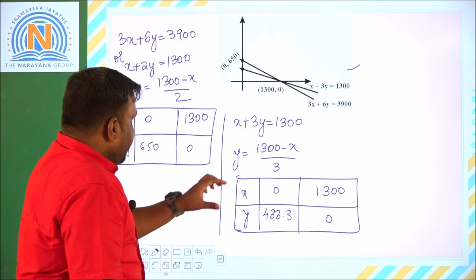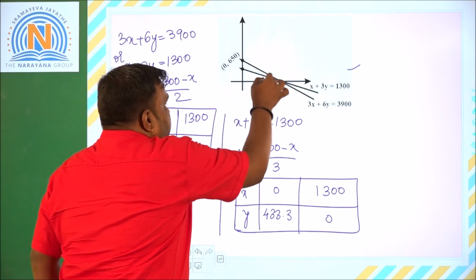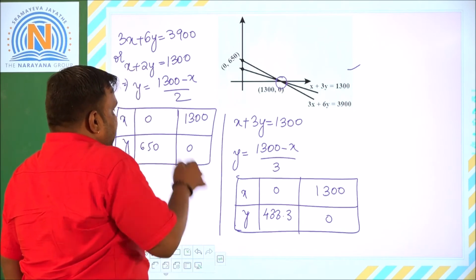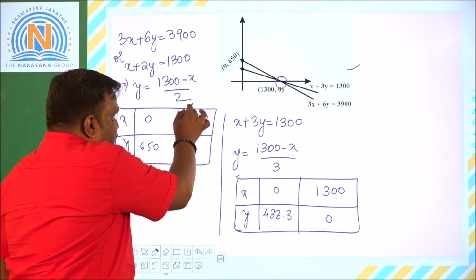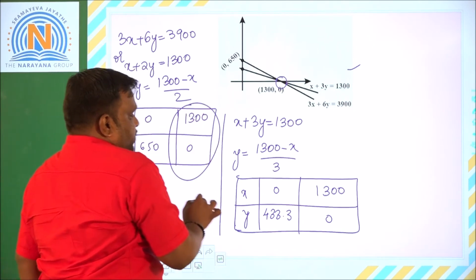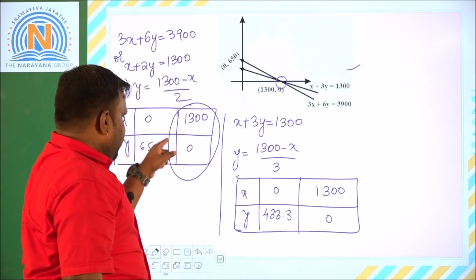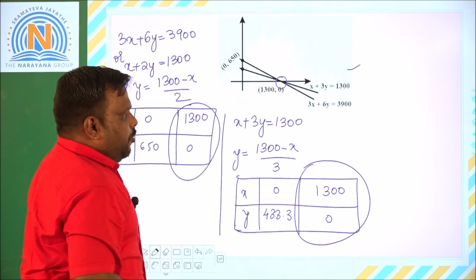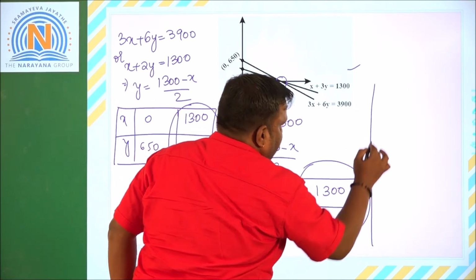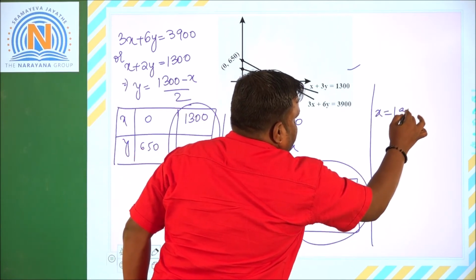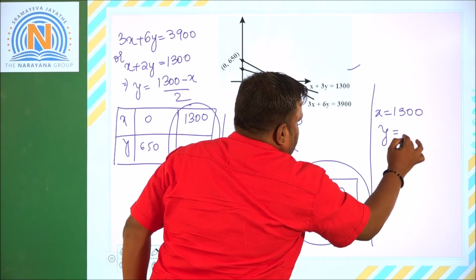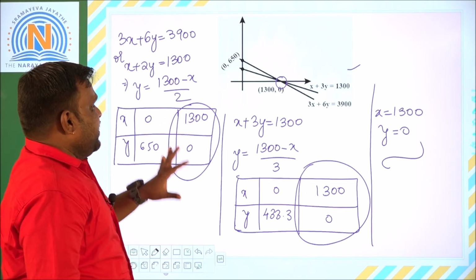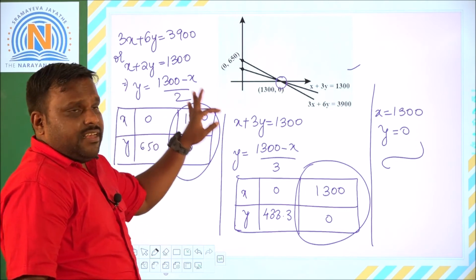Now, if you concentrate on this graph, both of these lines are meeting at one point, that is (1300, 0). And the same thing, if you observe the values in the tables, for x equal to 1300, the y value is 0. The same thing can be found in this table also. So therefore, x is 1300 and y is equal to 0. So these are the two situations that are represented algebraically as well as graphically.